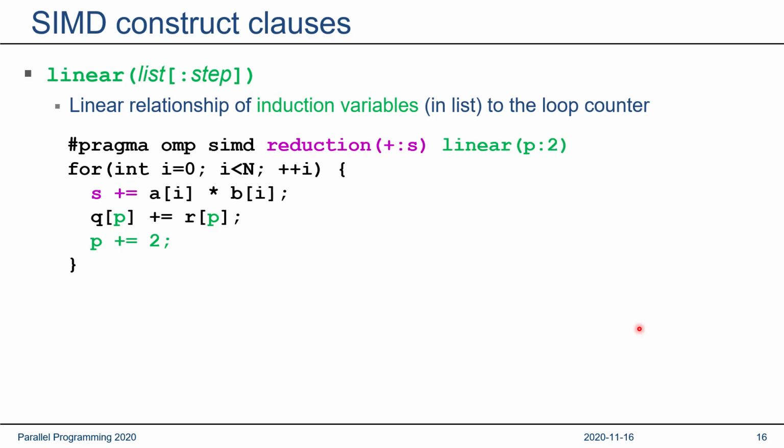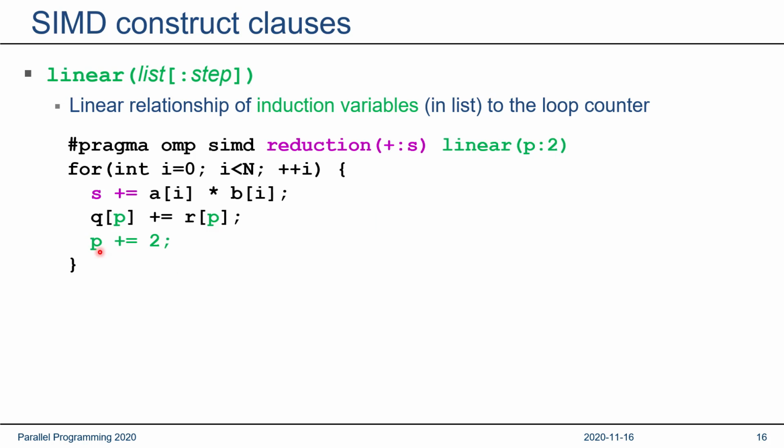Linear is a very interesting clause. It specifies a linear relationship of induction variables, which are specified in the list, to the loop counter. In this example, we have a reduction loop. So it's pragma OMP SIMD reduction. Remember, this is not a worksharing for loop. It's a SIMD loop. And you use the reduction clause just the same way as with the for loop. So it has the same meaning. And the reduction variable is s and has the same semantics as with parallel loops. The interesting part of this loop, however, is the linear clause. And here we specify linear p:2. Now, what does that mean?